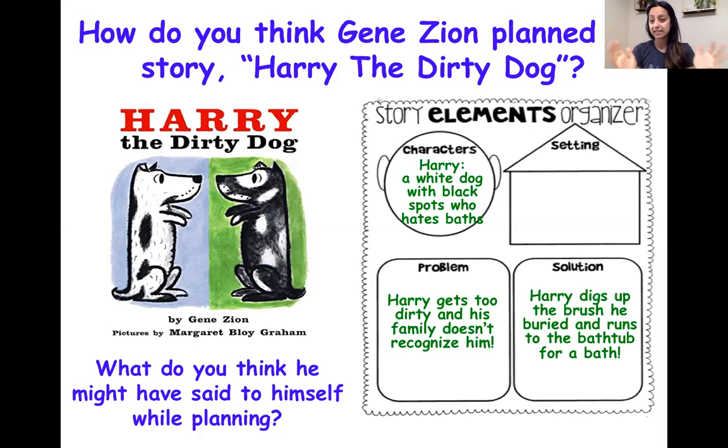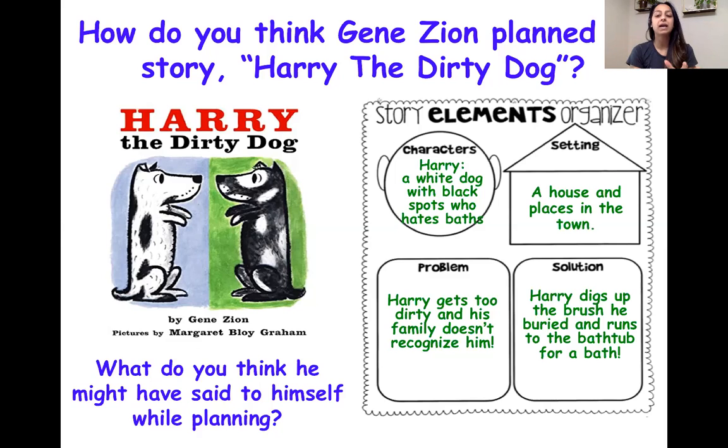Now, I need a setting. Where is all this going to happen? Where is Harry going to get a bath? How is he going to get dirty? So I'm thinking that the setting obviously has to be in the house, in the bathtub, but he also has to get dirty somewhere. So maybe he gets dirty because he roams all around his town, going to different places in the town. So maybe the setting would be a house and places in the town.